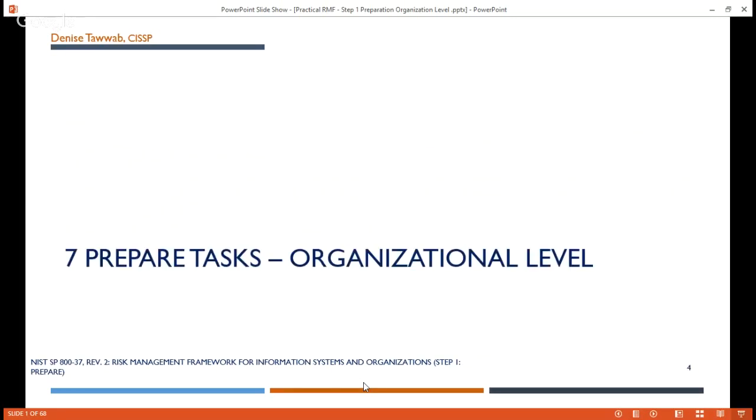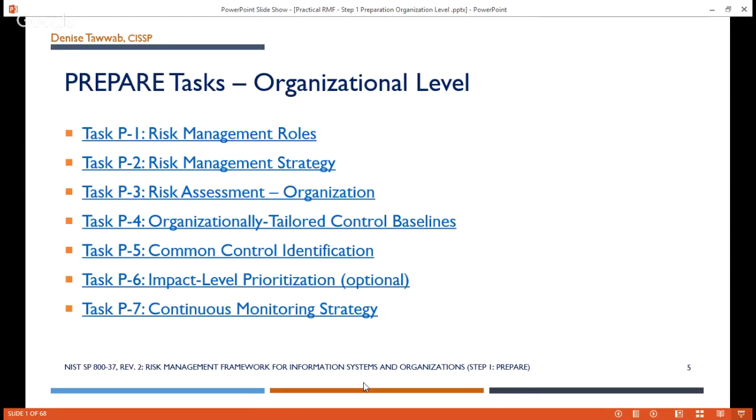First up, the 7 prepare tasks outlined on this slide. You have task P1, which is your risk management roles. P2, your risk management strategy. Task 3, you do a risk assessment at the organization level. P4, you do your tailored control baseline. P5, you identify your common controls. P6, you prioritize impact levels. And P7, continuous monitoring strategy. So we're going to talk about each one of those in turn.